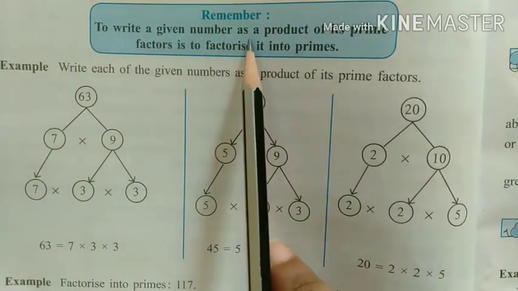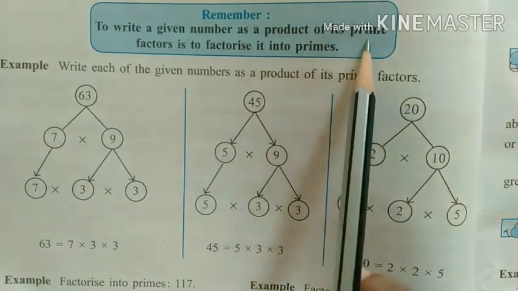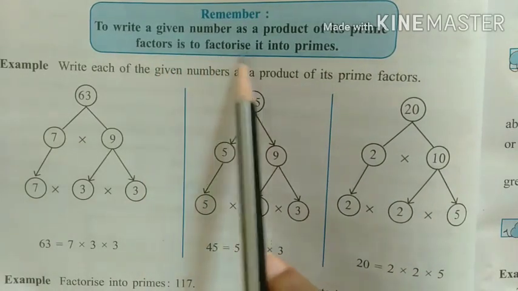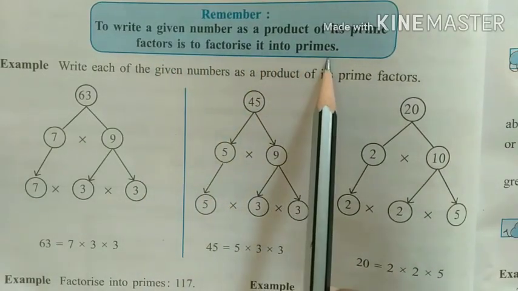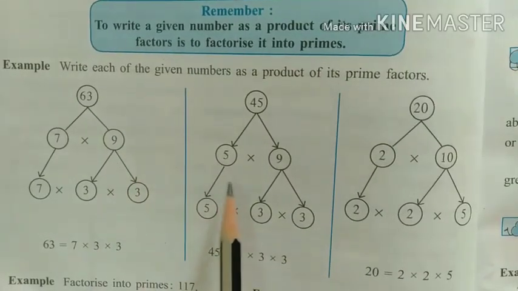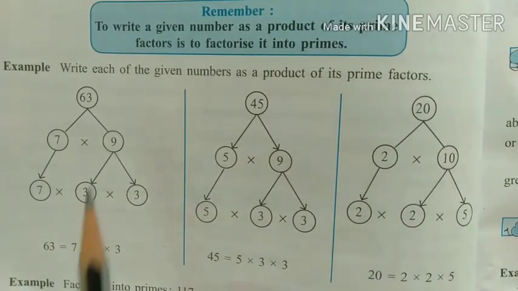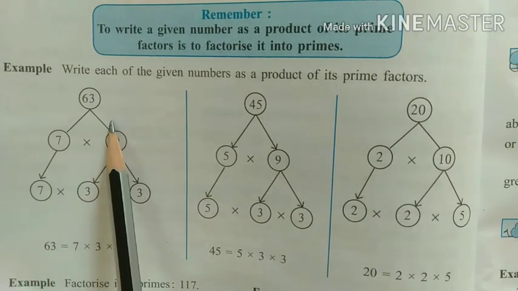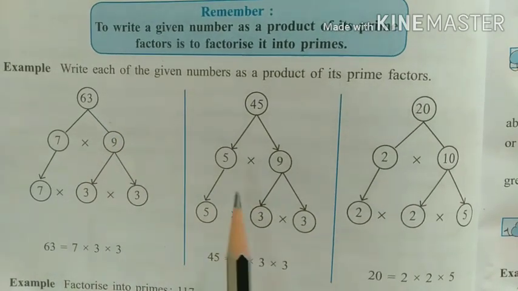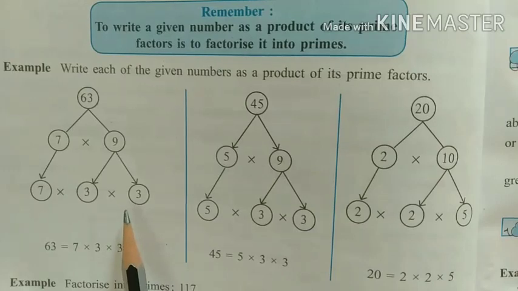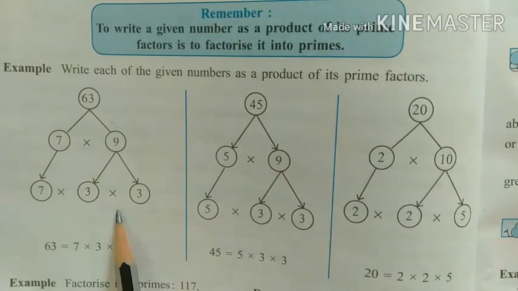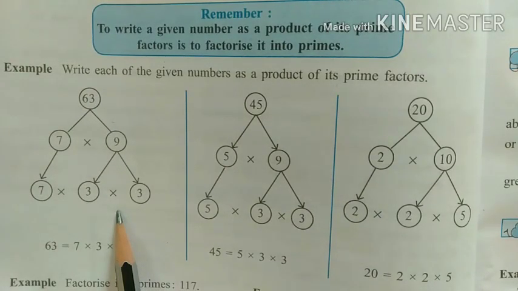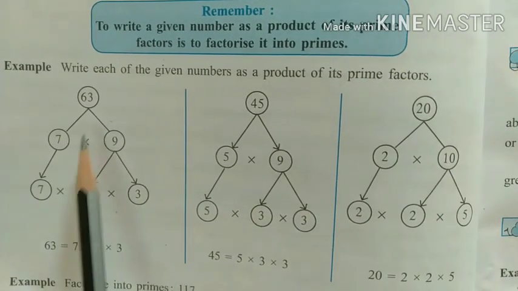To write a given number as a product of its prime factors is to factorize it into primes. Here some examples are shown. See students, it is not a method. Only vertical arrangement and horizontal arrangement are the two methods. Like this, you can do it as your rough work to identify whether your answer is correct or wrong. Here they have shown you the simplest way.